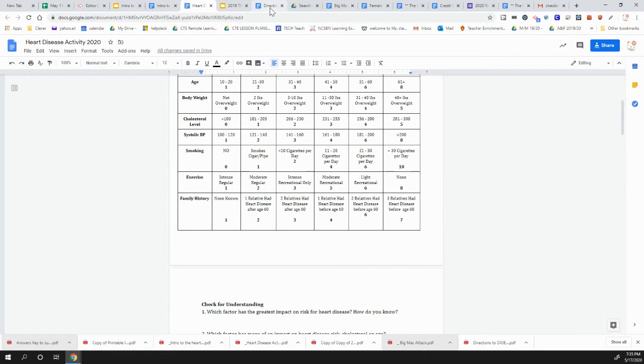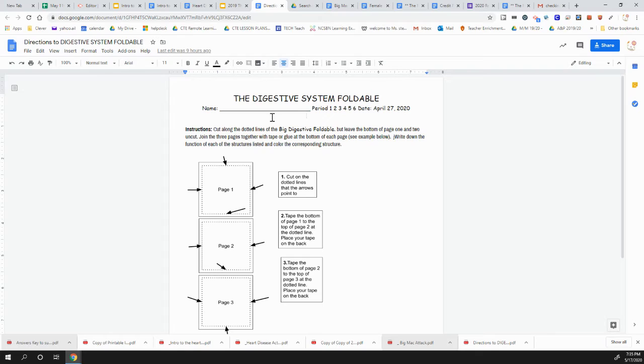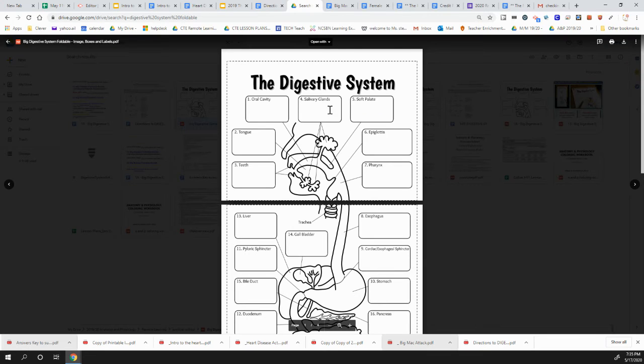Assignment number 3 is called the digestive system foldable. On the directions it says to color it, but you don't have to color it. All I want you to do is, here is your foldable. You're going to write down the function of each organ system. So the oral cavity, what's the function? The tongue, the teeth. Fill in these squares. Again, you don't have to color it, okay?